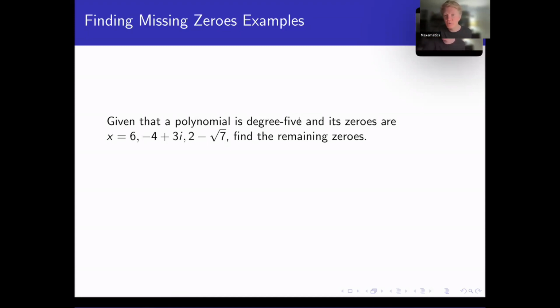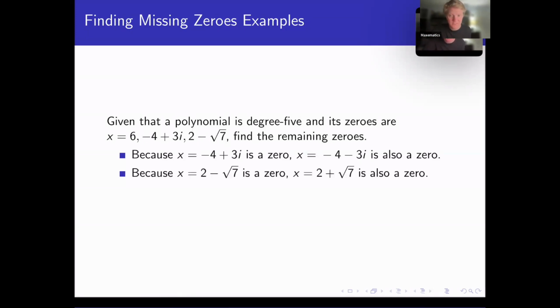Okay, so let's say our polynomial is degree 5, and its zeros are 6, negative 4 plus 3i, and 2 minus square root of 7. I gave you 3 zeros, but we're degree 5. We are missing 2 zeros. Well, negative 4 plus 3i is a 0, so negative 4 minus 3i is also a 0. 2 minus square root of 7 is a 0, so 2 plus square root of 7 is also a 0. So in total, I gave you 3. We found 2 more, all 5 zeros right there for us.